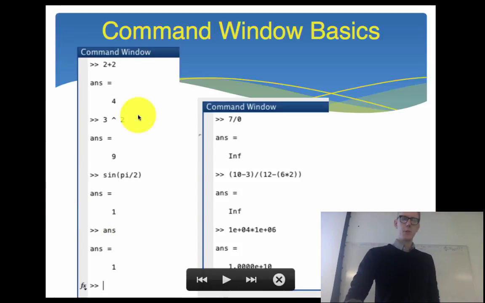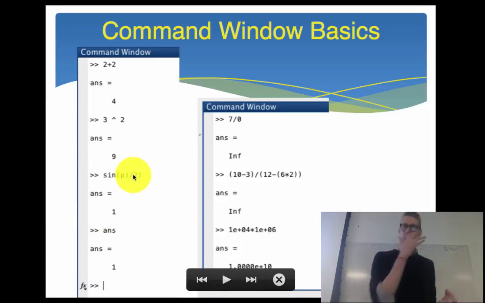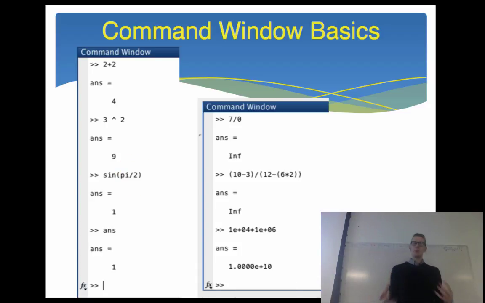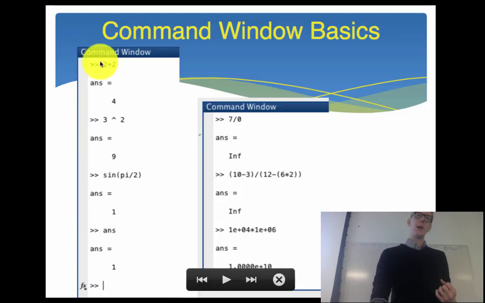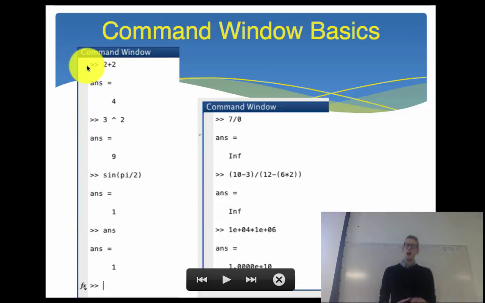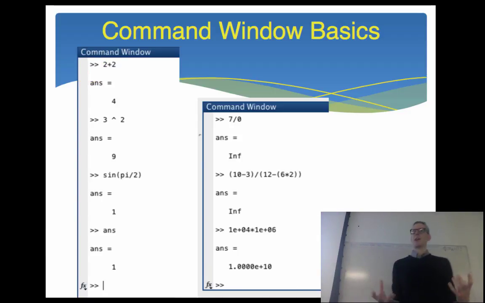Okay, so we've seen what the overall window looks like. Now we're going to go to the command window, and you can tell I'm in the command window because we have the title command window and because we have these two arrows, these chevrons at the start of the line. And we're just going to use MATLAB like a basic calculator.